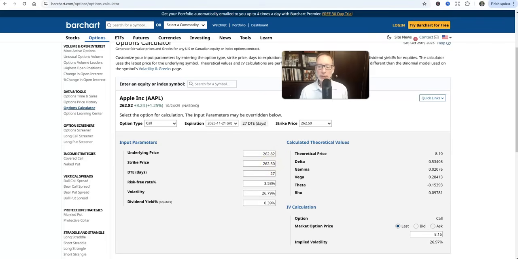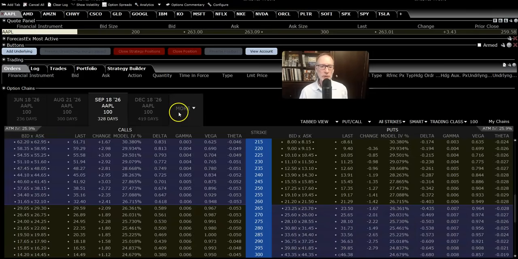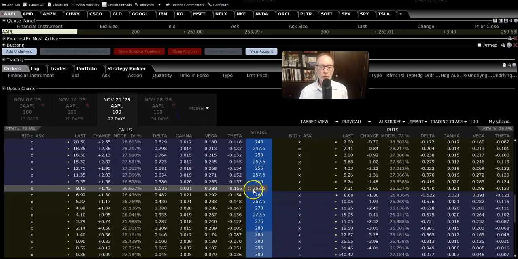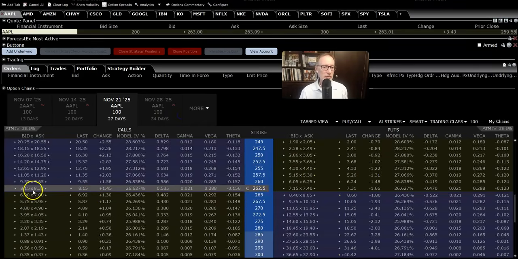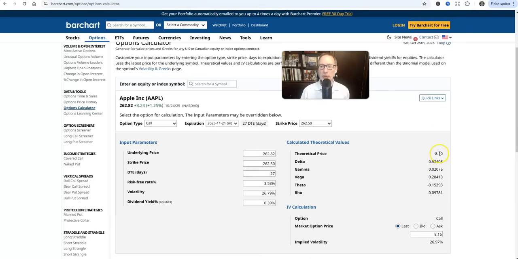And in the option chain, let's go back to that real quick. The 262.50s were worth about $8.22. So in the option calculator here, Barchart has it valued about $8.10. So roughly the same, I think, because the price is a little off. The current price of the stock's a little bit different. But you can see the delta is about 53%, which is exactly what it shows in the option chain. And that theta is roughly 15.4 cents daily decay.